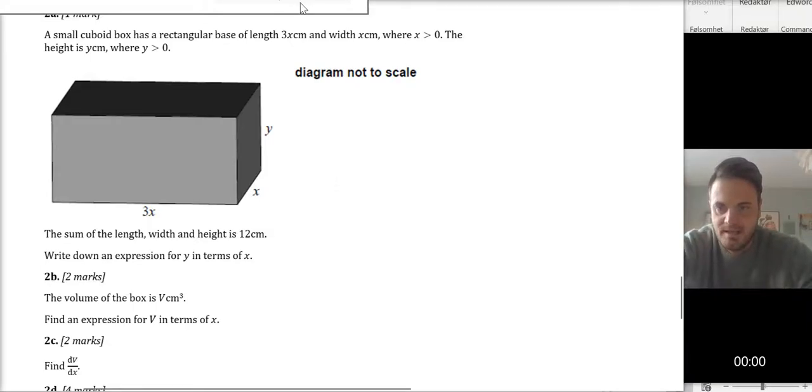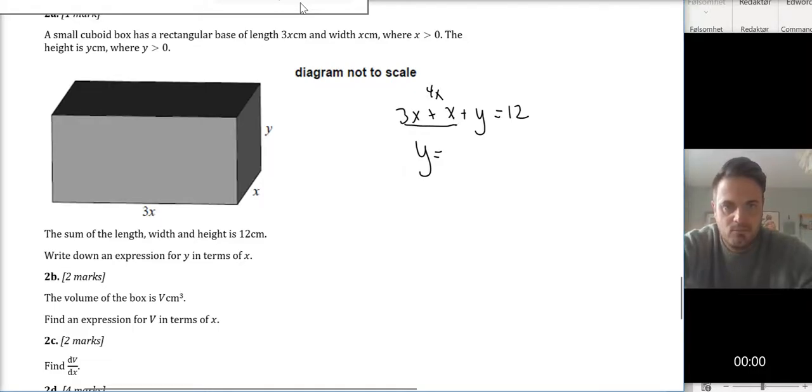So we know that the sum of the length, the width, and the height equals 12, and we should write down an expression for y in terms of x. So we just sum these two together as 4x, move this over to the right hand side, and change sign. So this is the answer to exercise A.